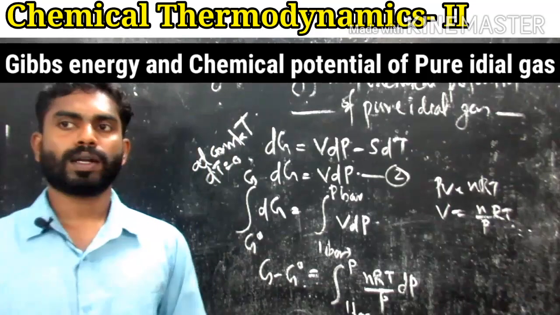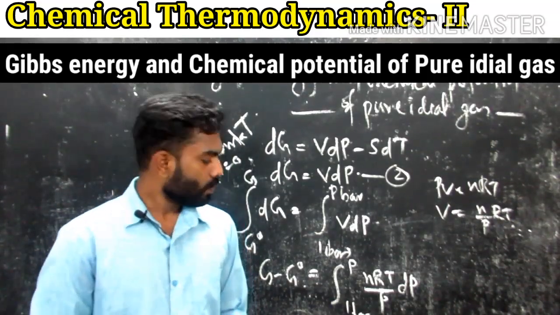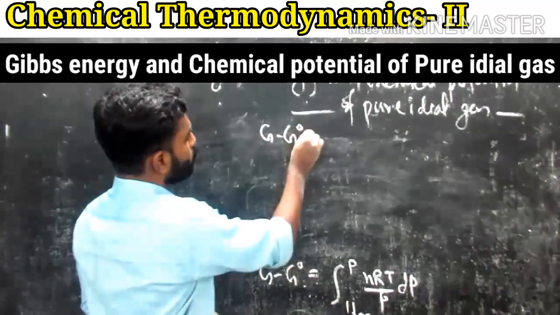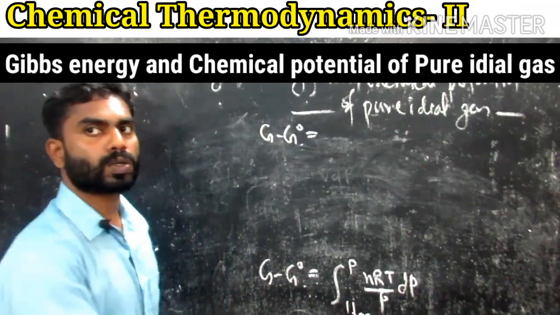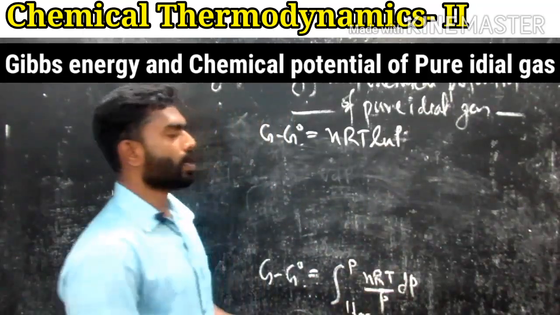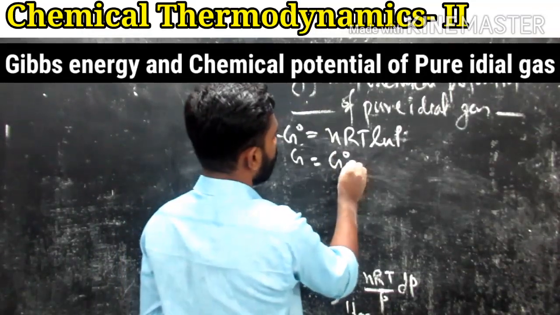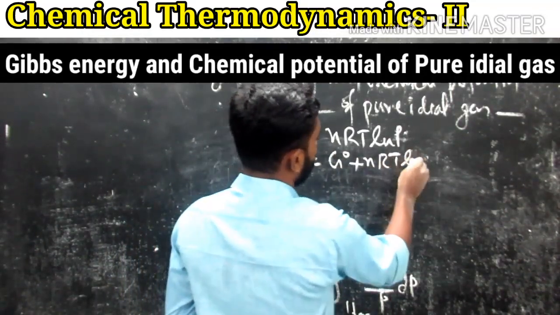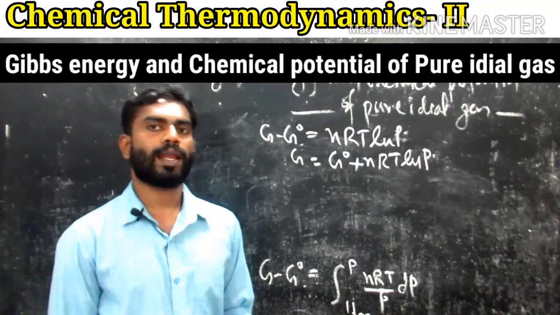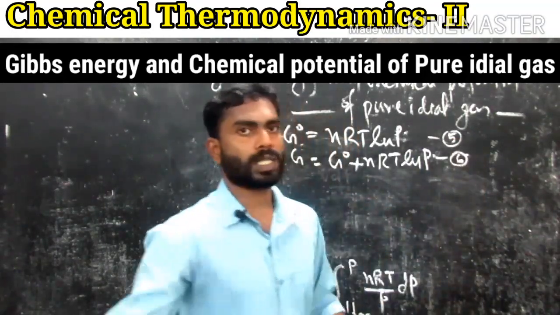Okay, we can write this equation like this, or we can write G minus G0 is equal to nRT ln P, or G is equal to G0 plus nRT ln P. Okay, G0 plus nRT ln P. Then this is equation 5 and this is equation 6.